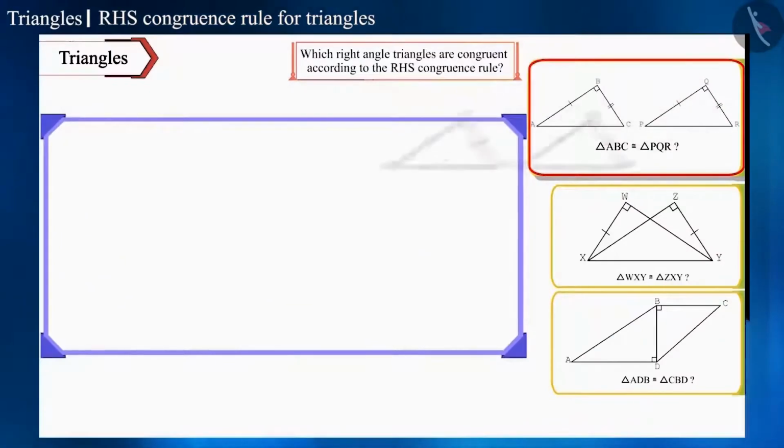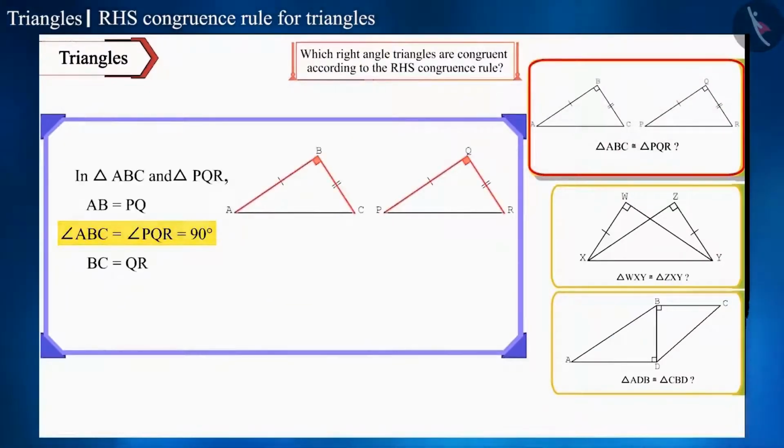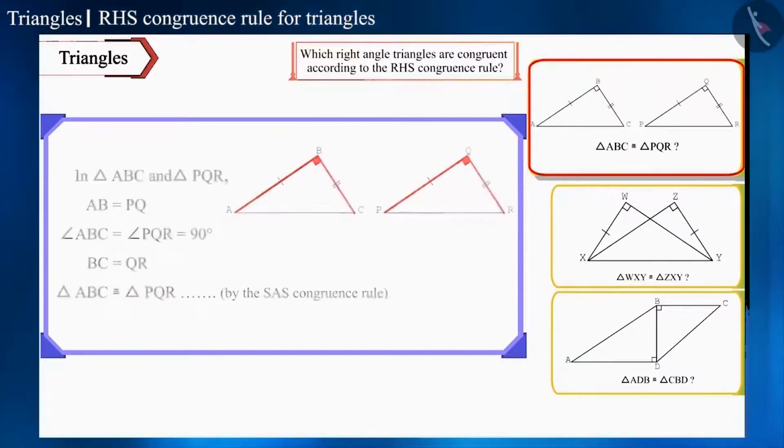Friends, in the first pair of triangles, we are given right angle triangles, but the two sides and the included angle of these two triangles are equal. Therefore, as per the given information, the two triangles are not congruent by the RHS congruence rule, but they are congruent by the side angle side or SAS congruence rule.